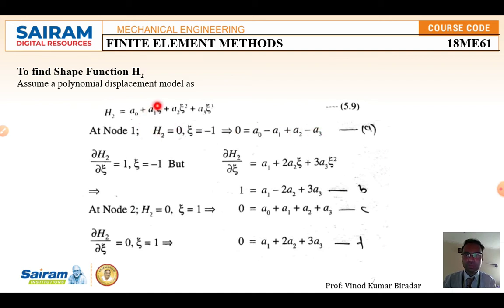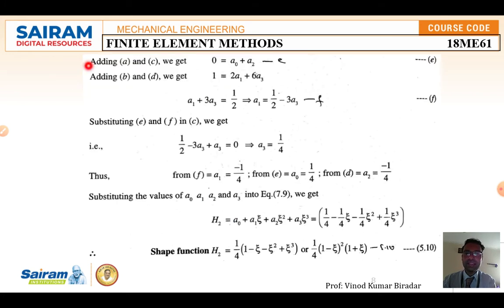Again differentiate with respect to zeta, so dou h2 by dou zeta is a1 plus 2 a2 zeta plus 3 a3 zeta square. Again you have to apply the boundary condition, that is dou h2 by dou zeta equal to 1 and zeta is equal to -1. Substitute in this equation, you are going to get 1 equal to a1 minus 2 a2 plus 3 a3. Similarly, apply the boundary condition at node number 2: h2 is equal to 0 and zeta is equal to 1, and dou h2 by dou zeta is equal to 0 at zeta equal to 1. Substitute this, and you are going to get again two equations, that is the E and F equations.